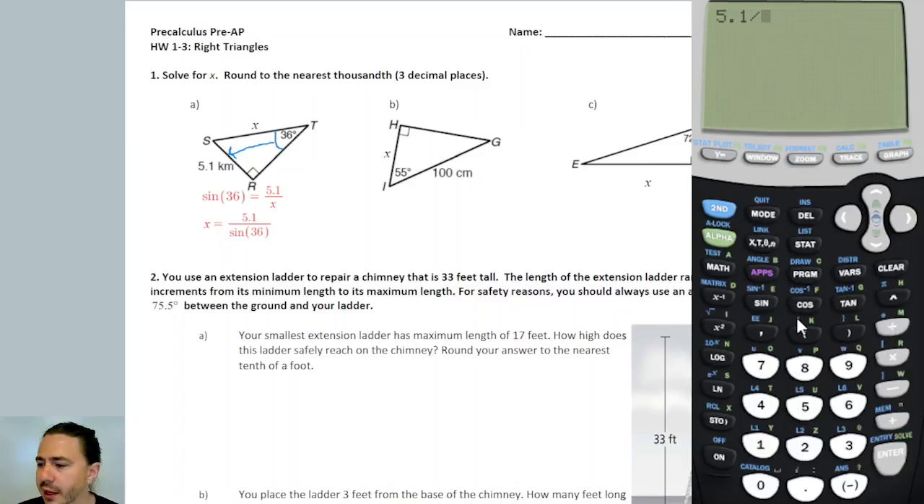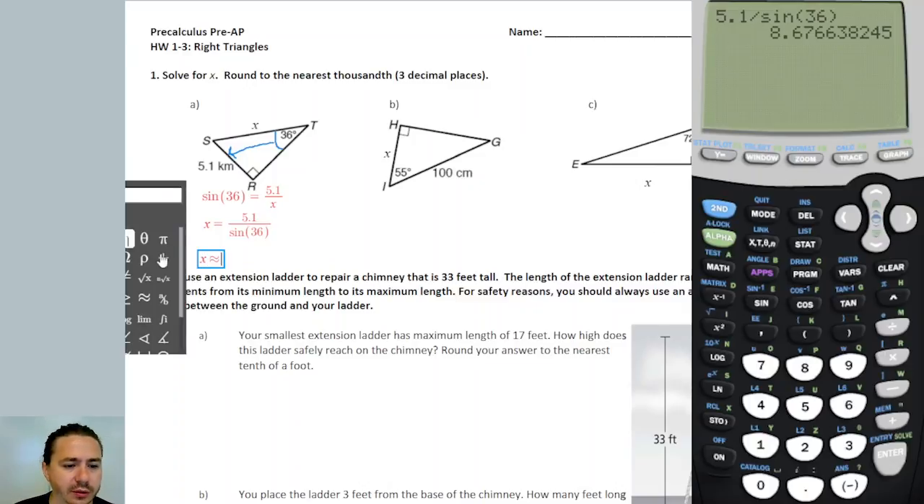Then I'm going to type in 5.1 divided by sine 36, and looks like I get roughly... now as far as rounding, I'm not super picky about that. If the directions say to round a specific way, I do want you to do it that way. So like this says nearest thousandth, 3 decimal places in case you don't remember what that means.